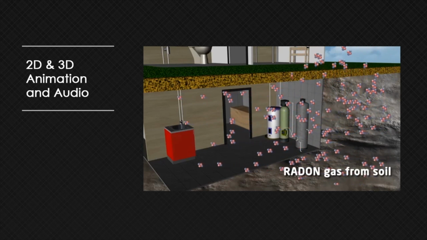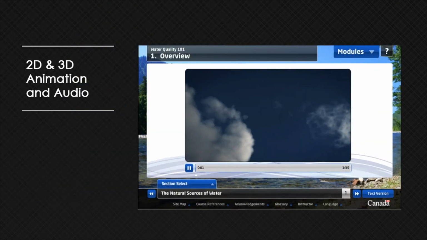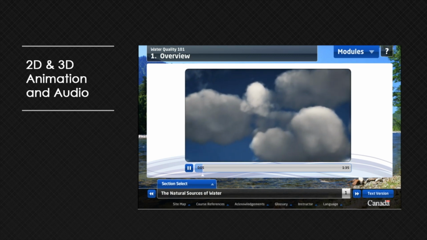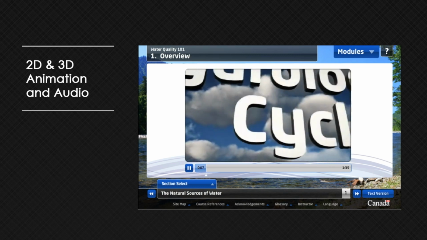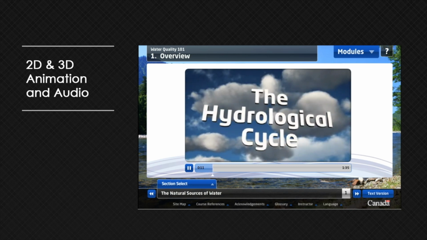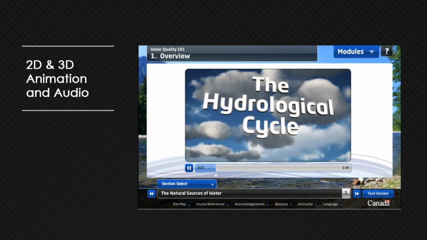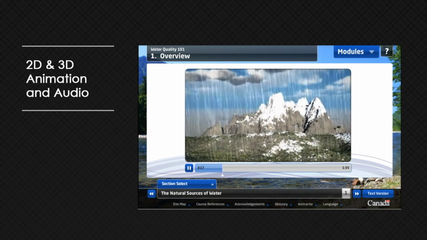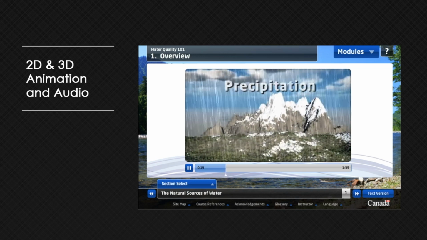Let's get the big picture of where drinking water comes from by looking at the life history of water, called the hydrological cycle. We'll look at this cycle by starting up in the clouds. Water vapor condenses and falls as rain or snow, which are two different forms of precipitation.